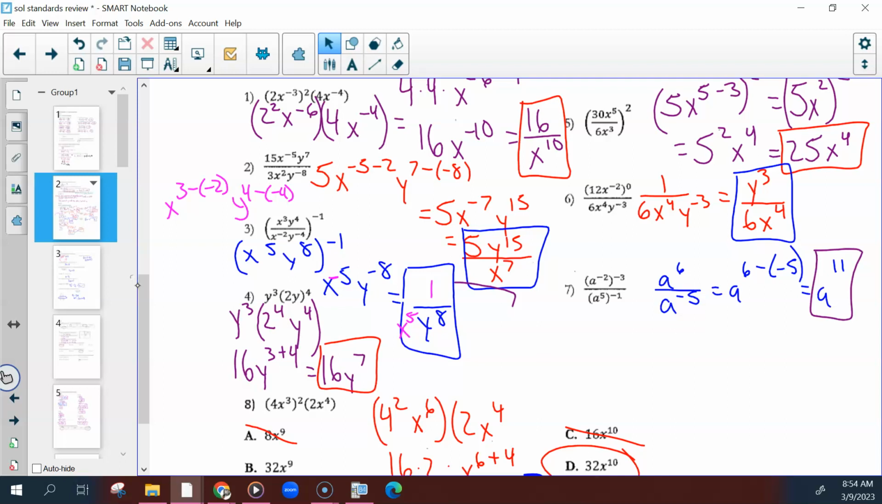Then we still have a power on the outside, so we're going to multiply that to both. And then we can't have negative exponents in our final answer. So those will both get moved to the bottom. So 1 over x to the 5th, y to the 8th is that final answer.